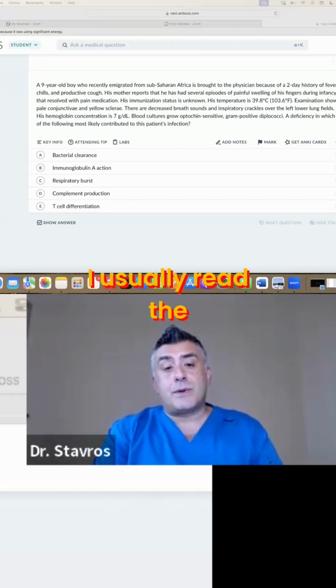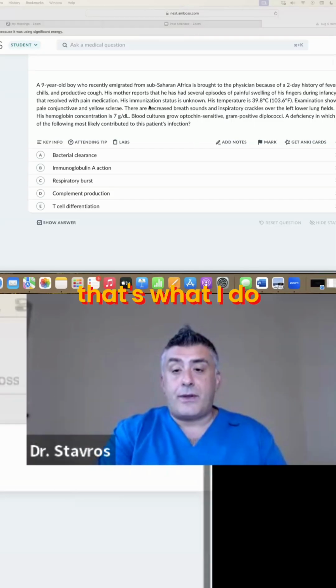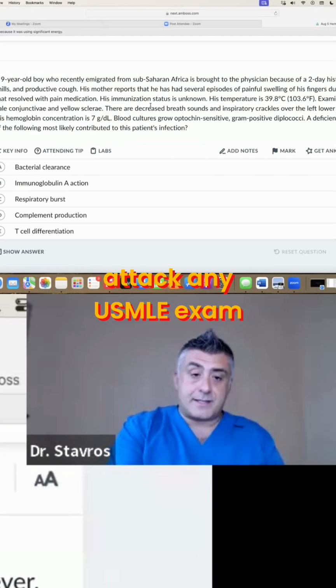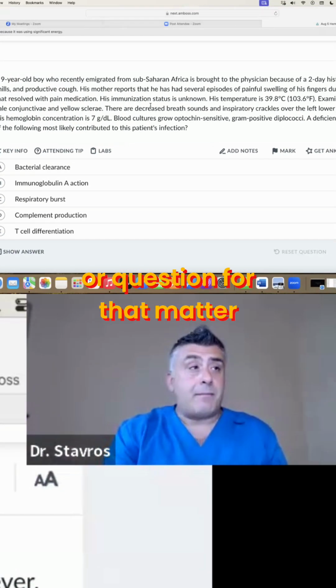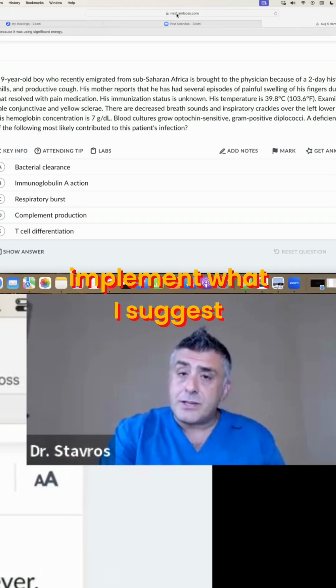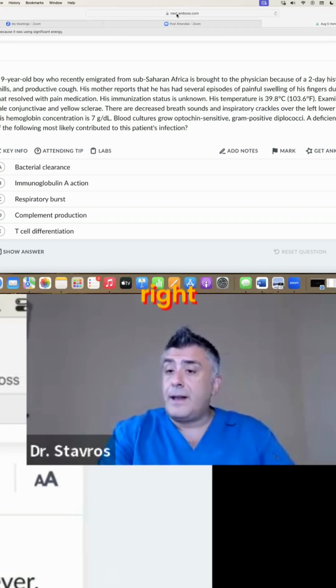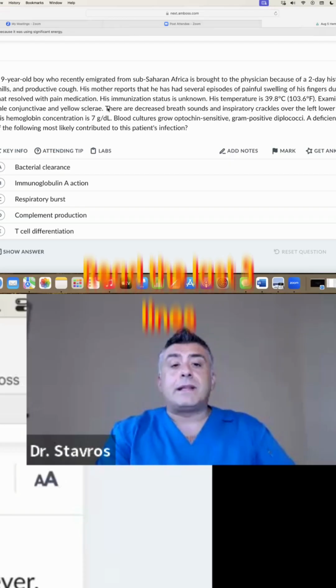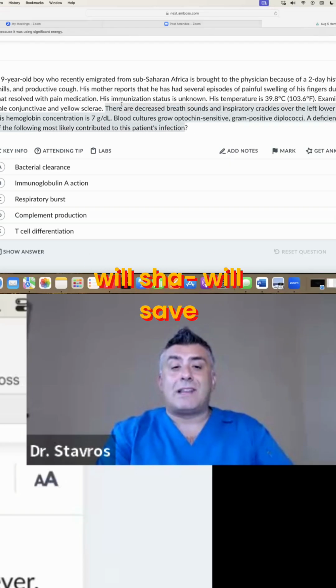So I usually read the last 3 lines because that's what I do. That's what I advocate because it's the best way to attack any USMLE exam or question for that matter. But you take and implement what I suggest and hopefully it works for you, right? If it doesn't, try something different. At least you're trying. Reading the last 3 lines will save a lot of time.